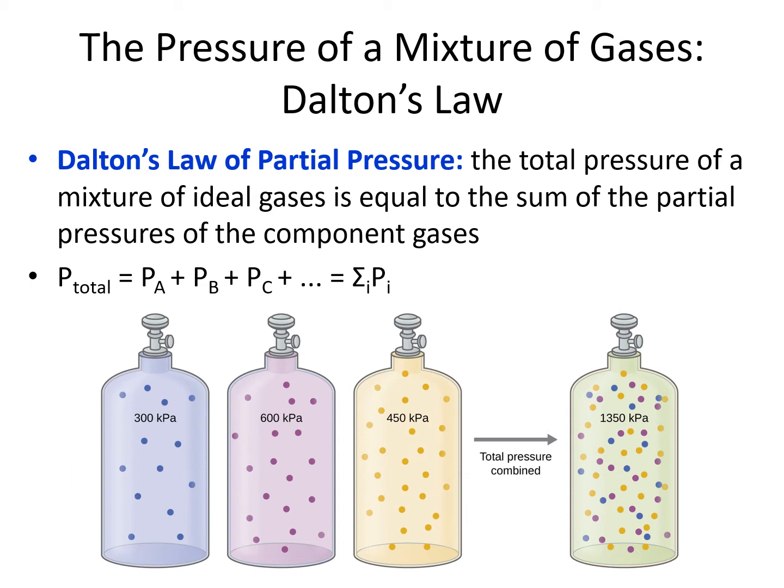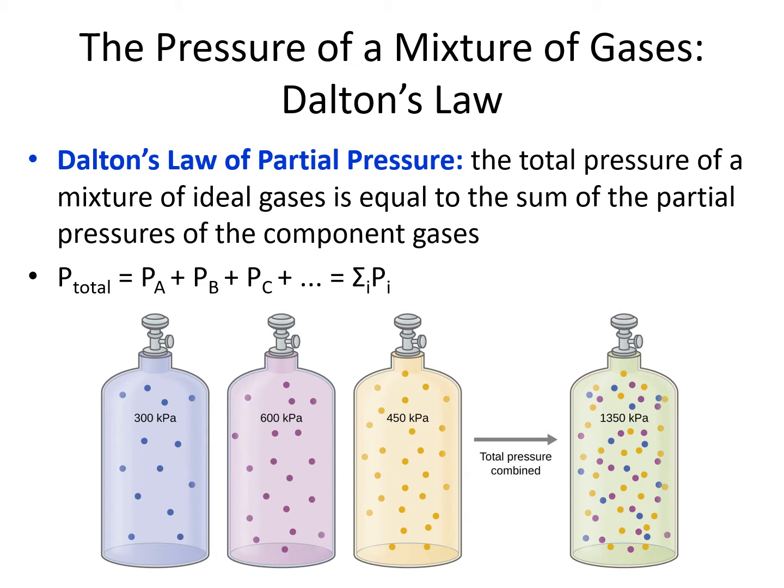So we could write it in equation form. P total, the total pressure, is equal to P of A, that is pressure of A, plus P of B, that is pressure of B, plus P of C, that's pressure of C, and so on until you've added up the pressures of all the gases.